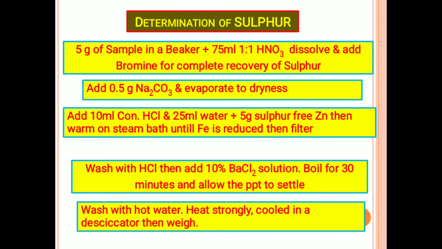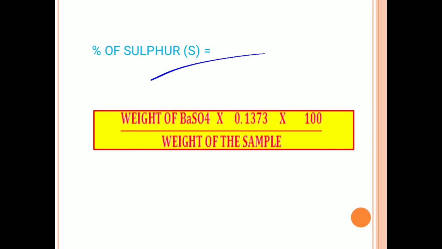So after the addition of sulfur free zinc, warm on steam bath until iron is reduced, then filter it. Wash with HCl, then add 10% barium chloride solution. Boil for 30 minutes and allow the precipitate to settle. Wash with hot water, that is the barium sulfate which is formed is washed with hot water, then heat strongly, cool in a desiccator, and then weigh. Then the percentage of sulfur is equal to weight of barium sulfate into 0.1373 into 100 by weight of sample.